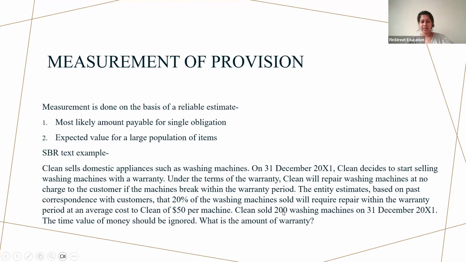So, how did you calculate this? We have 200 machines at 50, so we have sold 10,000 worth. And then? We have sold 200 pieces, so 20% will come back. So 40 is the quantity, into 50. Fantastic. So 2,000, perfect. 2,000 will be the amount of warranty, correct?